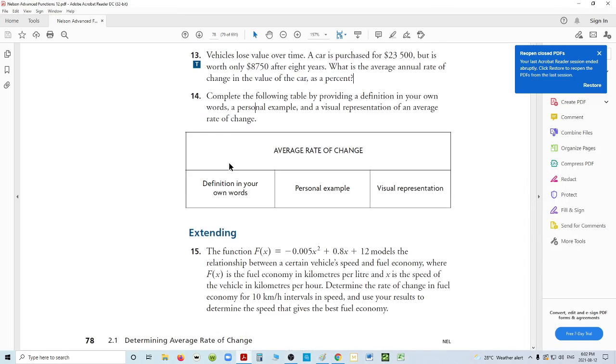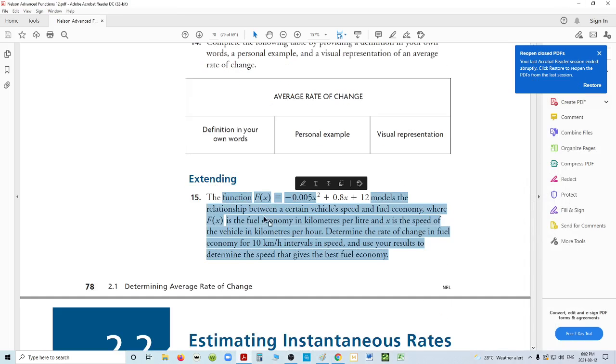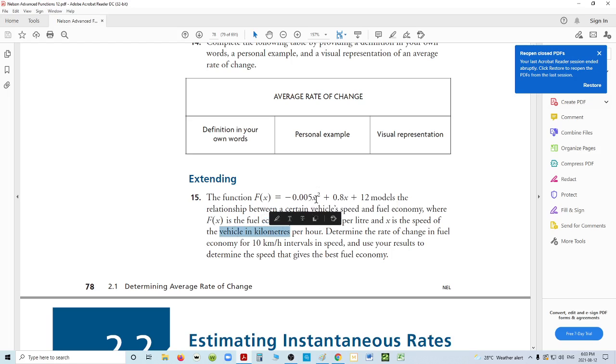Okay. The function here models the relationship between a vehicle's speed and fuel economy. In other words, this is a downward-facing parabola, which means there's a maximum fuel economy. So that means you're going to get the most kilometers per liter at a certain speed, X. X is the speed, and f of X, the vertex y value, the top, will give you the best fuel economy.